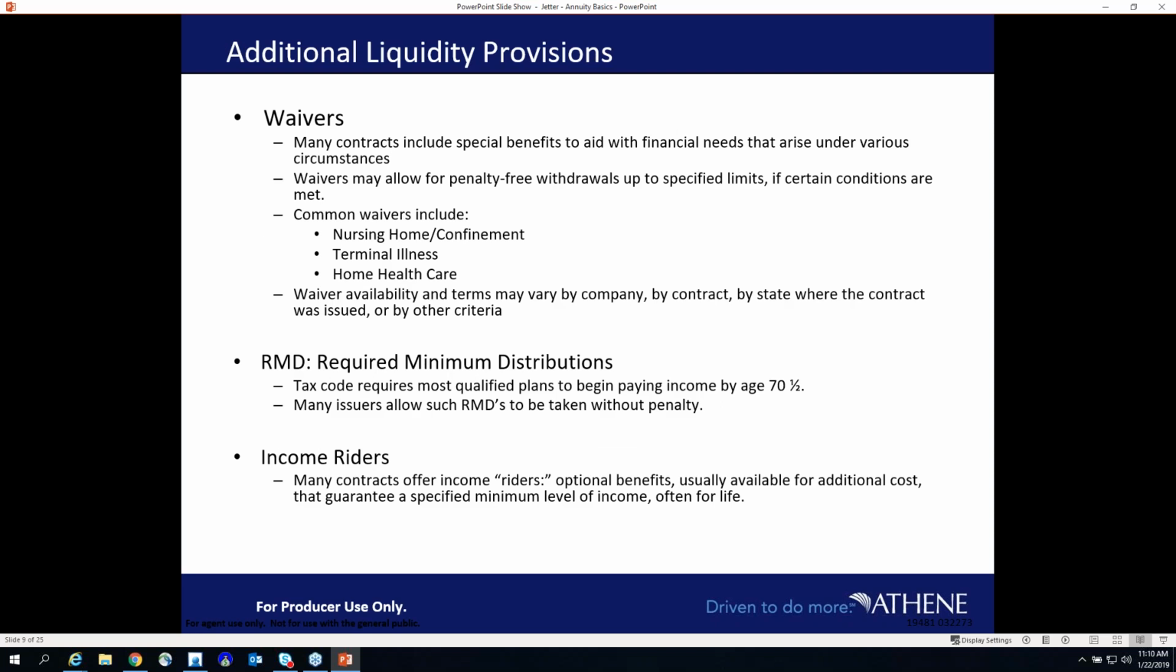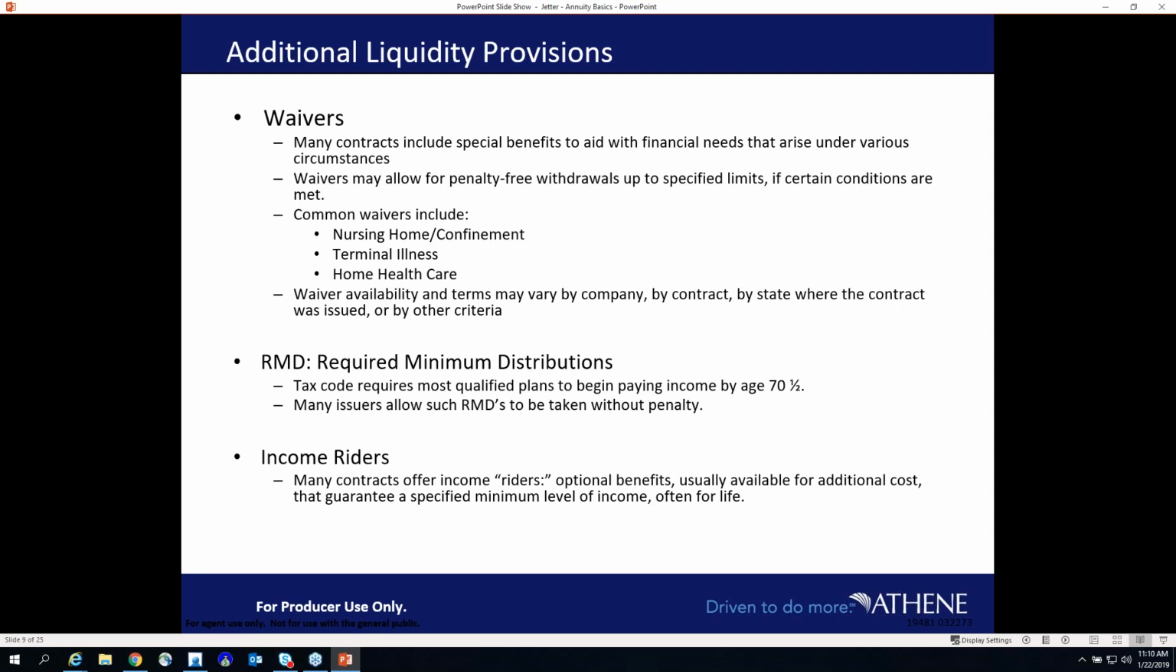So now let's talk a little bit about some additional liquidity provisions. In the annuities, many contracts include special benefits to aid with financial needs that arise under various circumstances. So we have some waivers available. Waivers may allow for penalty-free withdrawals up to specified limits if certain conditions are met. The most common waivers that we see in a fixed index annuity are going to be nursing home or confinement waiver, or terminal illness waiver, or home health care waivers.